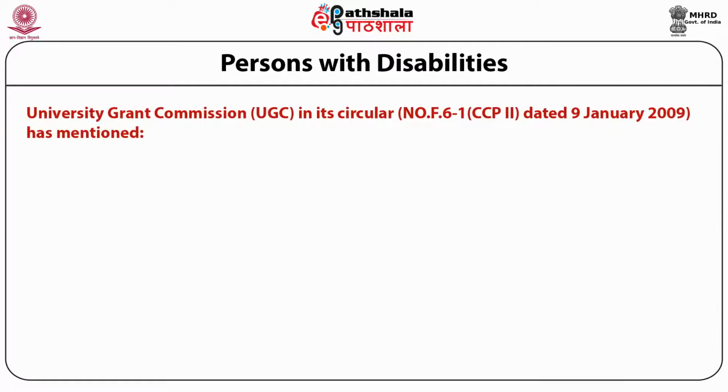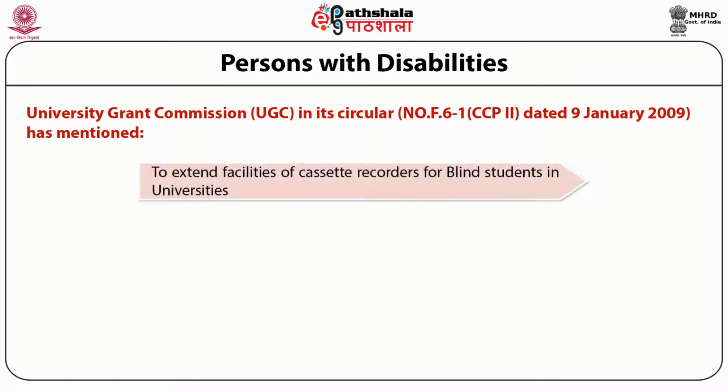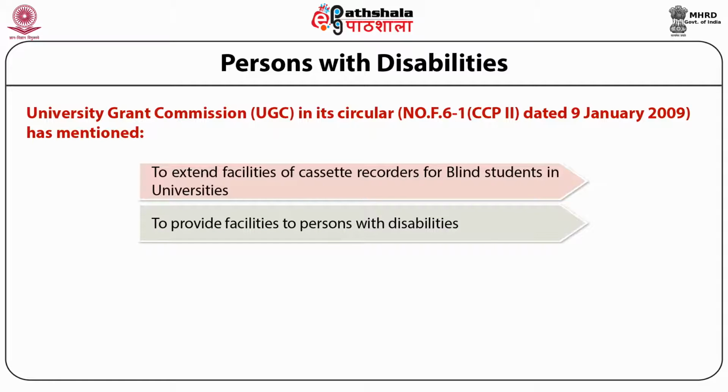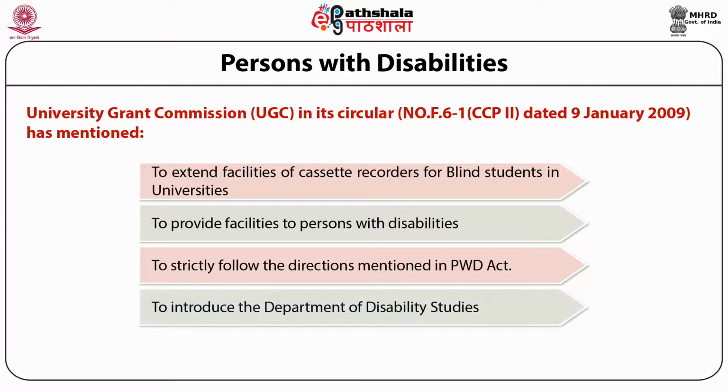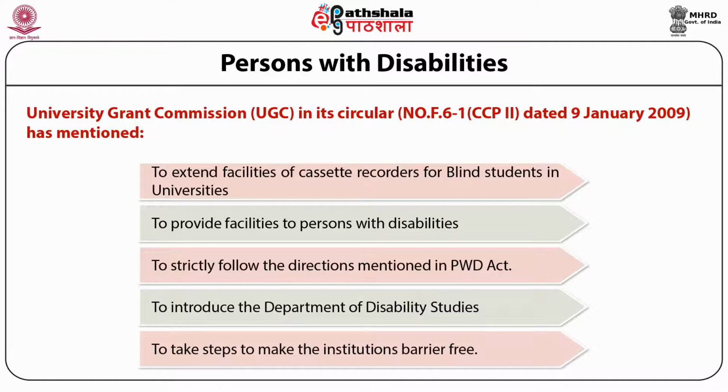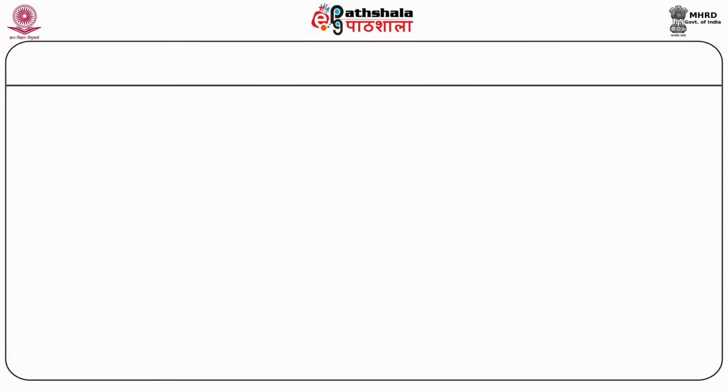University Grants Commission in its circular number F61 CCP2 dated 9th January 2009 has mentioned to extend facilities of cassette recorders for blind students in universities, to provide facilities to persons with disabilities, to strictly follow the directions mentioned in the PWD Act, to introduce the Department of Disability Studies, and to take steps to make the institutions barrier-free.